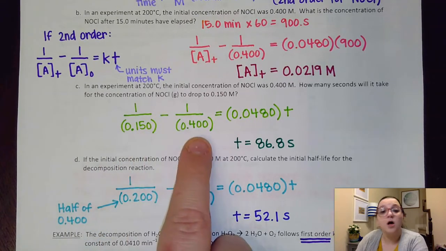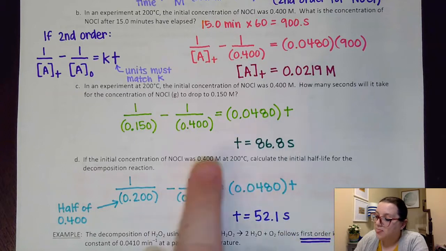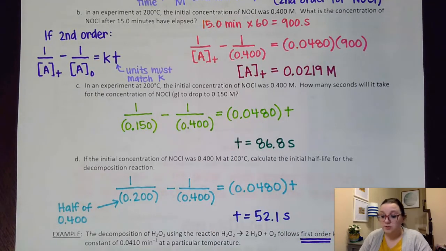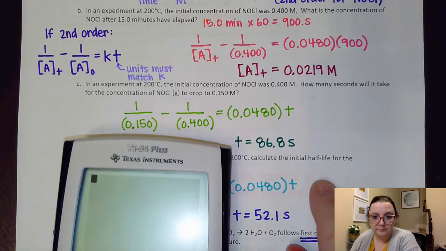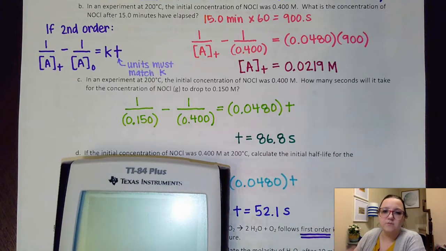My initial concentration was 0.400 molarity, same as in the previous problem. And my K is still the same, 0.0480. So to solve my math here, this time I'm going to solve everything on this other side. Notice I always solve the side opposite of my unknown variable first.